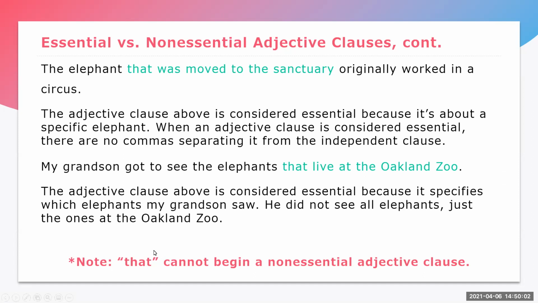Finally, note here that the relative pronoun that cannot begin a non-essential adjective clause. So if you are going to have commas around your adjective clause, you can use who for a person or which for a thing, but you cannot use that.